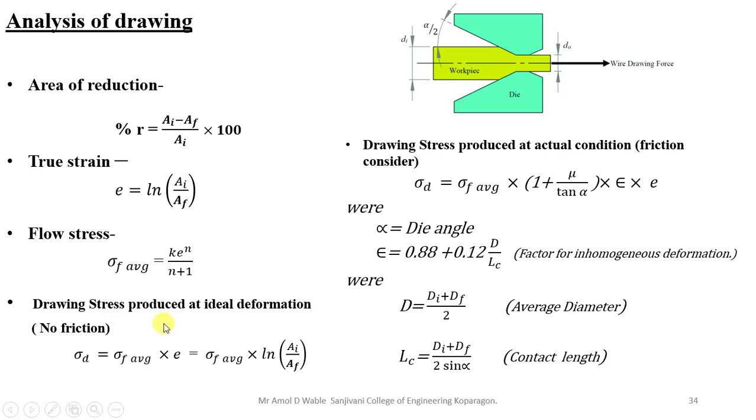Then drawing stress produced at ideal deformation, so there will be no friction. In that case, what will be the formula of drawing stress? You can take it as average flow stress into strain, and epsilon is what? ln of Ai upon Af.